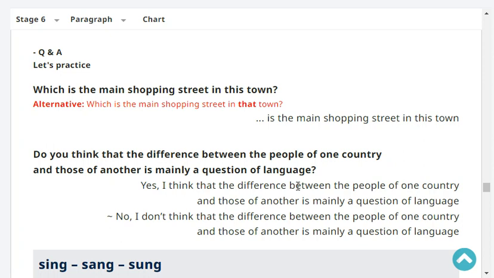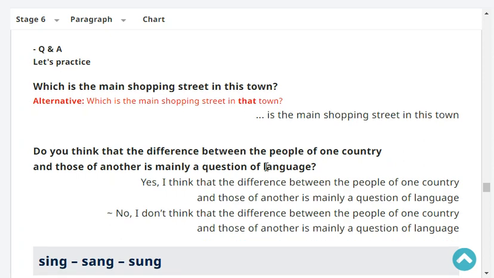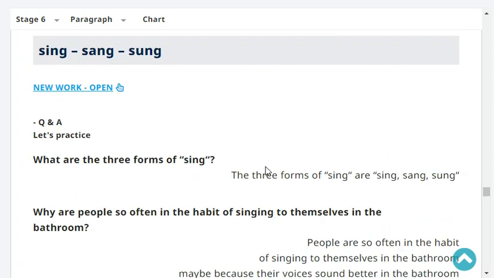Yes, I think that the difference between people of one country and those of another is mainly a question of language. Very good. What are the three forms of sing?